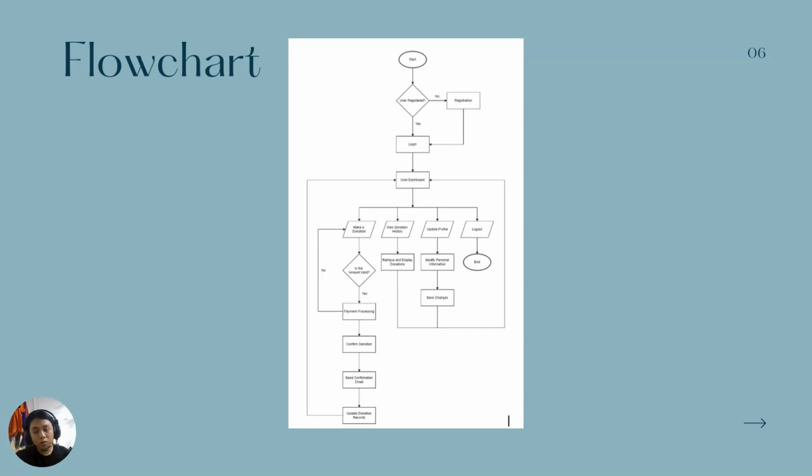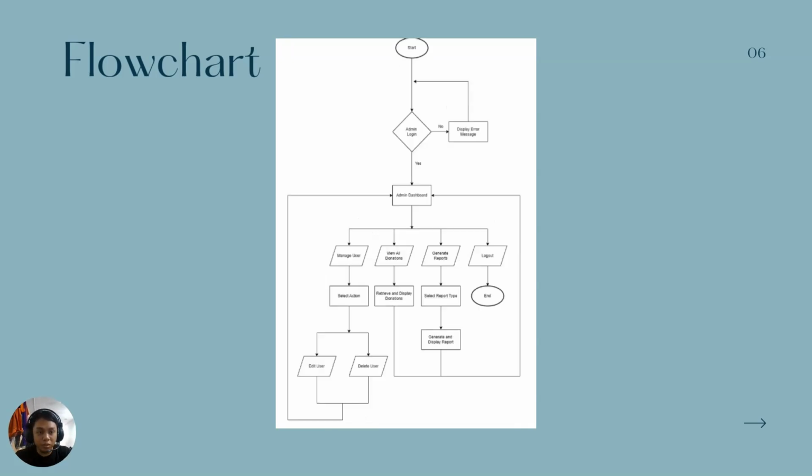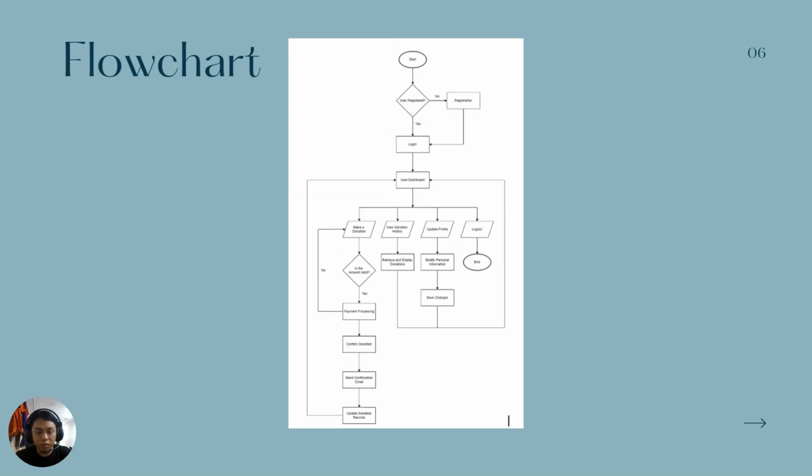Here we have the flowchart. The first flowchart is to illustrate how the user and the administrator view the system when they log in to the system. So we got this. For this one is for the user. The user will log in here. If the account hasn't been created, then the user will need to register an account. But if the account is registered, then the user will manage to log in and enter the user dashboard.